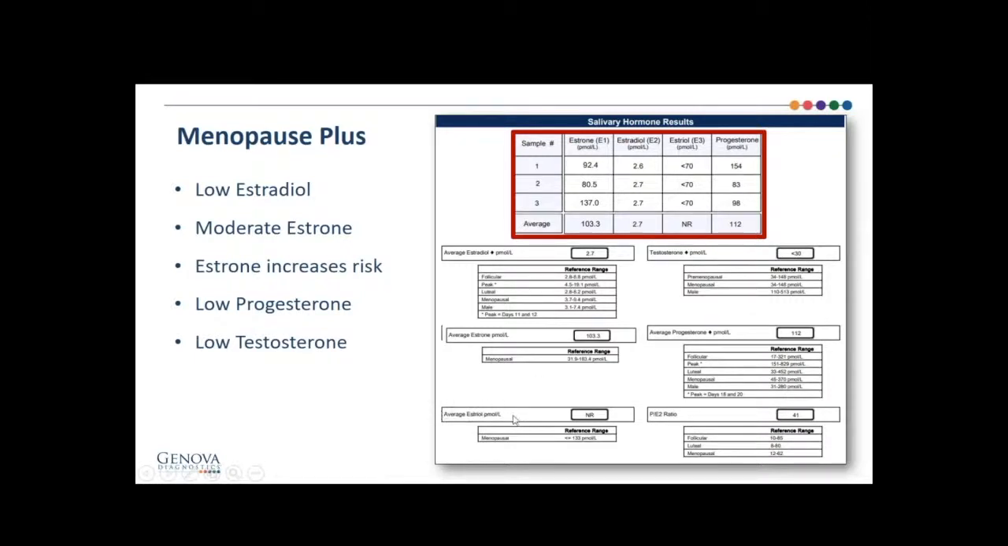Now be aware that that average estriol at non-reportable is because we have three findings that were less than 70. The computer won't take a range less than 70 and put it into an average. So less than 70, we know she's low, but it's non-reportable because we have ranges here, not a number. If they were all 70, this would say 70. Having a low estriol is not surprising. In premenopause, you tend to see estriol higher in pregnancy. In menopause, typically supplementation like Biest or vaginal cream locally is often utilized.